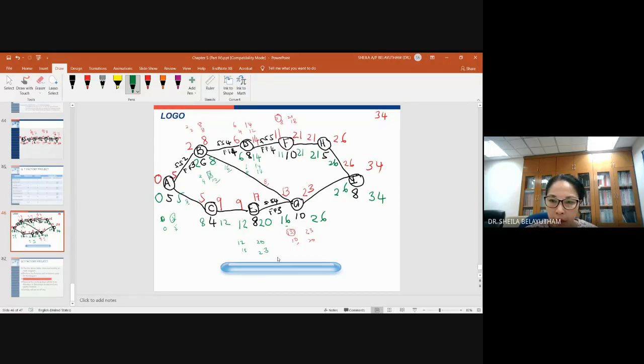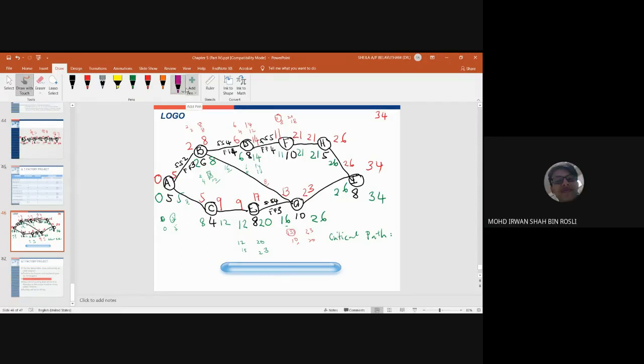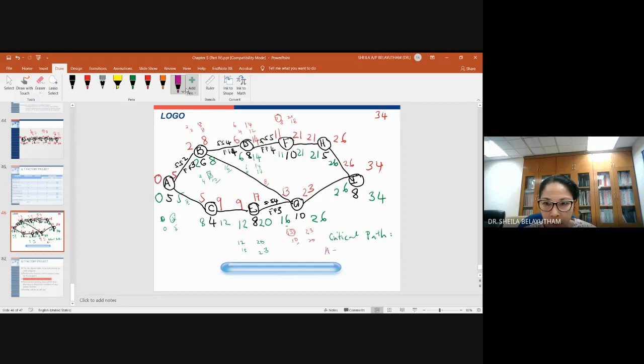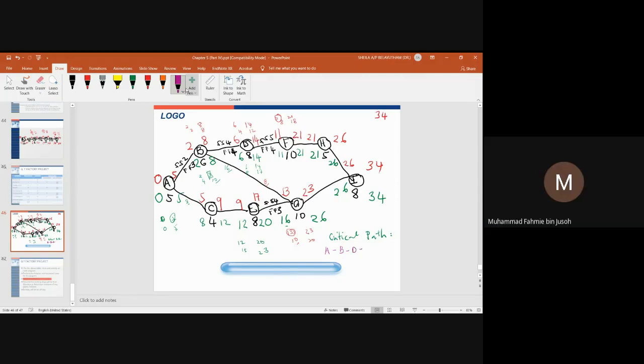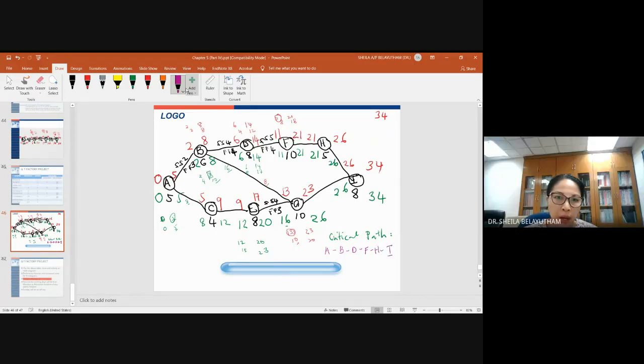Okay, so which is the critical path for this? So what are the critical activities? A, B, D, F, H, with I. Okay, so your critical path, easily you can identify this, okay, because your earliest finish, late finish, earliest start, late start is the same. Okay, so your late finish minus your early finish, 0. So A, B, okay, so this line, so you can see all is 0 here.